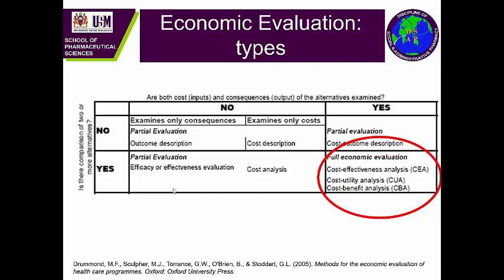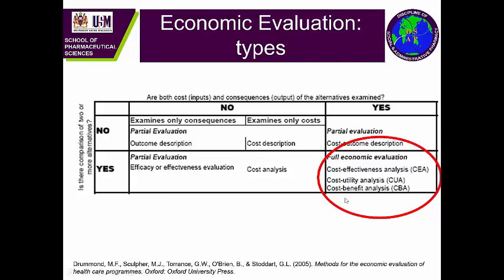For example, if you have a study, an assessment of the costs and consequences of treating patients with insulin for diabetes, it doesn't qualify as a full economic evaluation because it only looks into one alternative, which is insulin. So it only qualifies as a partial evaluation, efficacy or effectiveness evaluation, or perhaps cost and outcome descriptions, because, again, it does not examine an alternative.